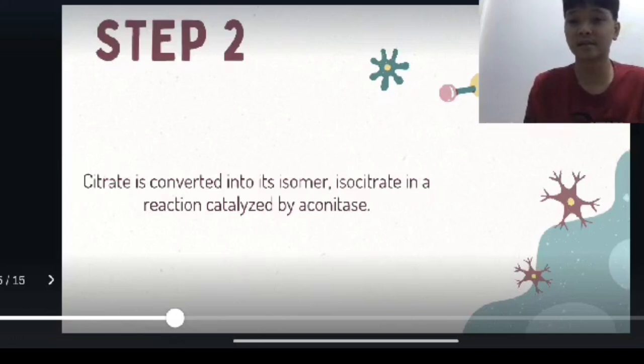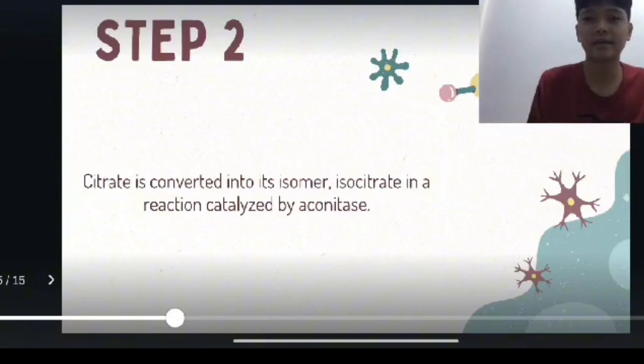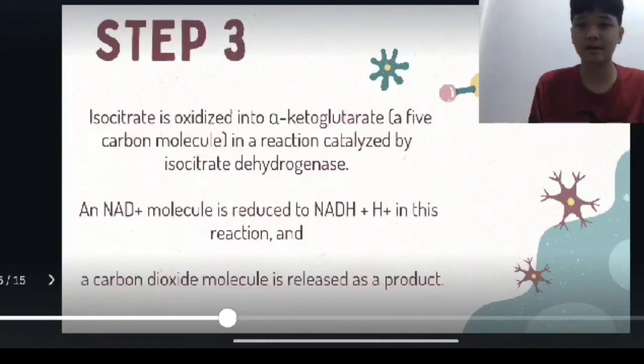So, next, step 2. In step 2, we have citrate, a 6-carbon molecule. It will be converted to its isomer. The enzyme we call here is aconitase. So, citrate will become isocitrate. Next, step 3. We have the isocitrate.